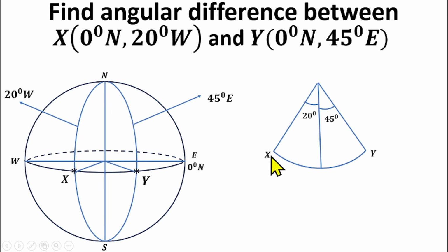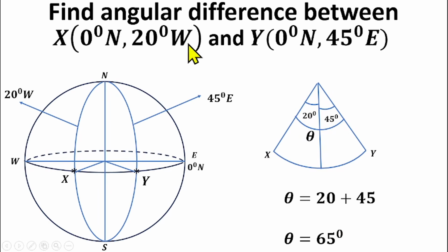Then our aim is to find the angular distance between X and Y, which is the total angle from here to here, named theta. So how do we find theta? Theta will be 20 plus 45, which is the total angle here, because that's the angular distance between X and point Y. That gives us 65 degrees, like we got before using the previous explanation. So these are the two ways in which you can find the angular distance between 2 points on the Earth's surface.